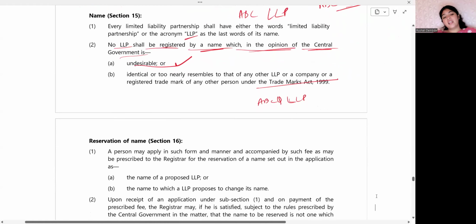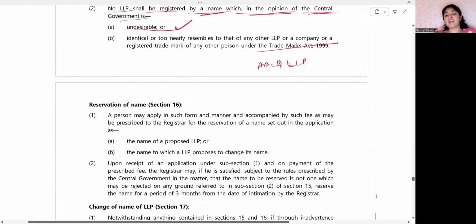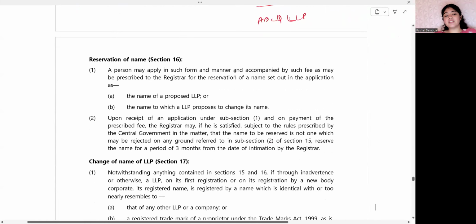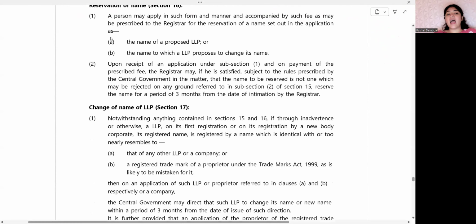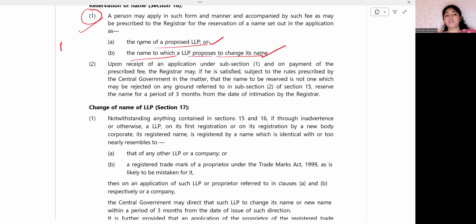Reservation of name. A person may apply in such form and manner, accompanied by such fee as may be prescribed, to the registrar for the reservation of a name set out in the application as the name of a proposed LLP or a name to which an LLP proposes to change its name. Now, you have the power to reserve the name. You can say that this is my name, I want to reserve it. You have to give some money, suppose 500 rupees you pay, and you tell them we want ABCQP LLP. This is going to be the name of the proposed LLP, the LLP that we are going to form. Or we can say that earlier it is ABCQ LLP.